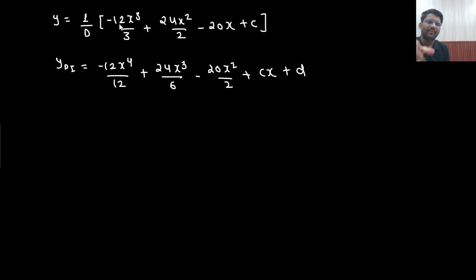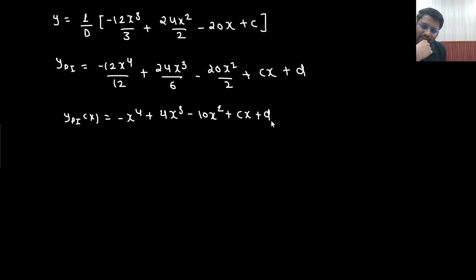When you integrate once again, minus 12 x to the power 4 divided by 4, so 4 into 3 will be 12, x to the power 3 divided by 3, that will be 6, x to the power 2 divided by 2, cx plus d. This is what you are getting. So my PI is coming out to be minus x to the power 4 plus 4x cube minus 10x square plus cx plus d. This is the particular integral that you are getting.